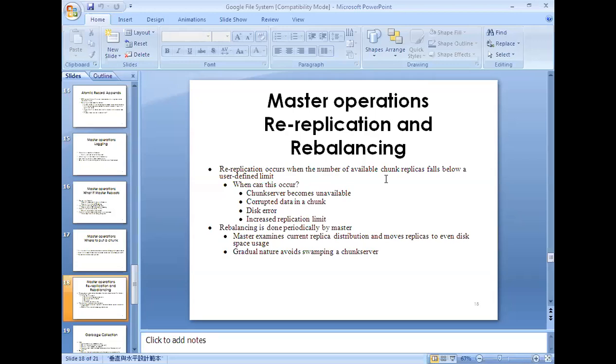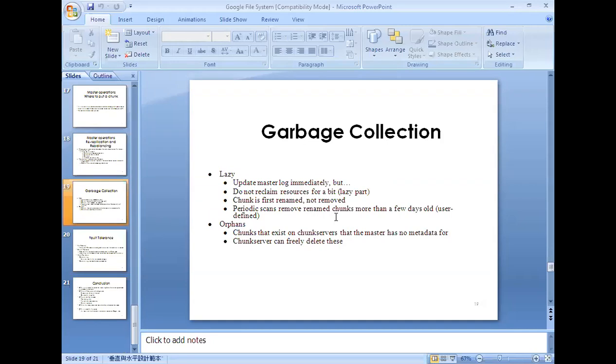So that rebalancing should be done periodically. The master examines the current replica distribution and moves replicas to even out disk space usage. Right? So in such a way, it is going to perform. And next, the gradual nature avoids swarming of chunk servers. The rebalancing also needs to be done whenever you modify the number of replicas that are to be available, right? So this is about replication and rebalancing. Garbage collection.